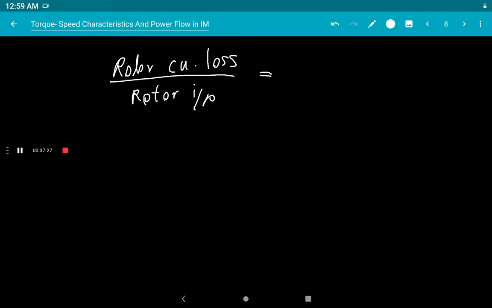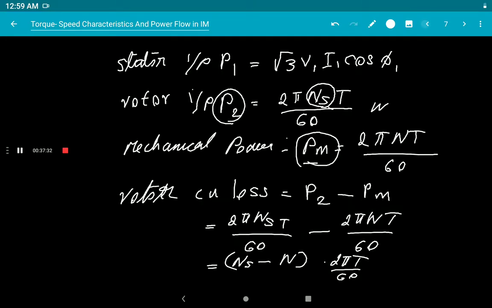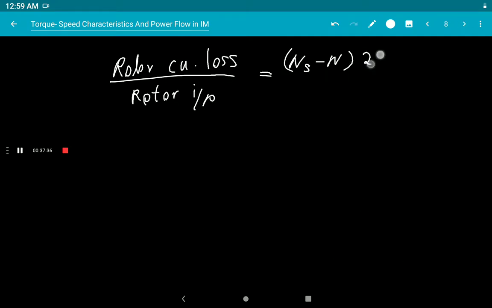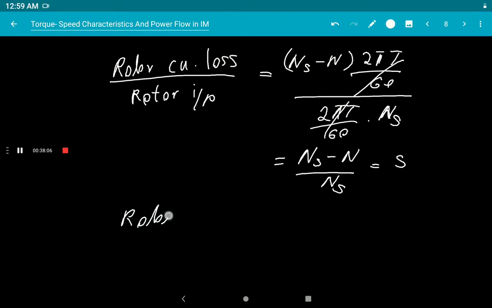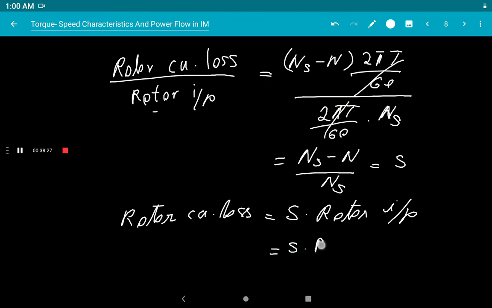Just divide this rotor copper loss by rotor input. Then you will get Ns minus N into 2 pi T by 60, whole divided by 2 pi T by 60 into Ns. Rotor input is 2 pi Ns T by 60. So here you can cancel these two and you will get Ns minus N by Ns, which is the slip of the motor. So you can represent the rotor copper loss as S into rotor input, or we can represent it as S into P2.